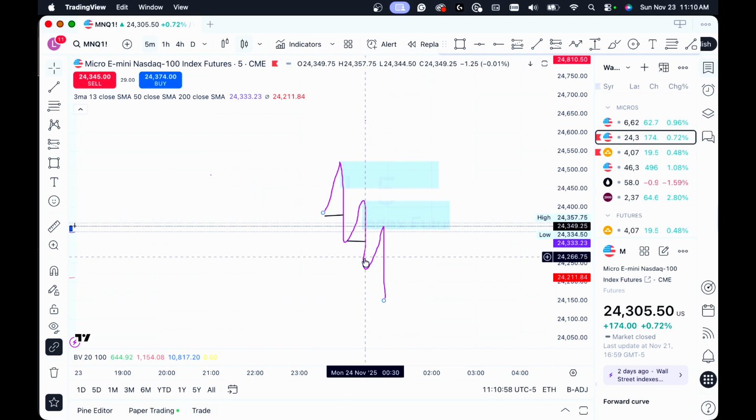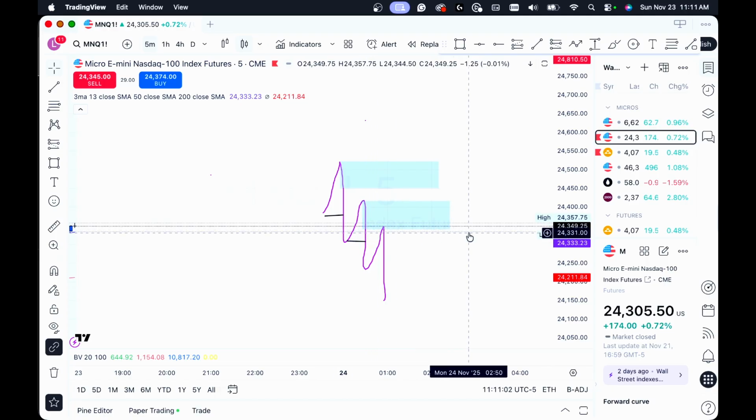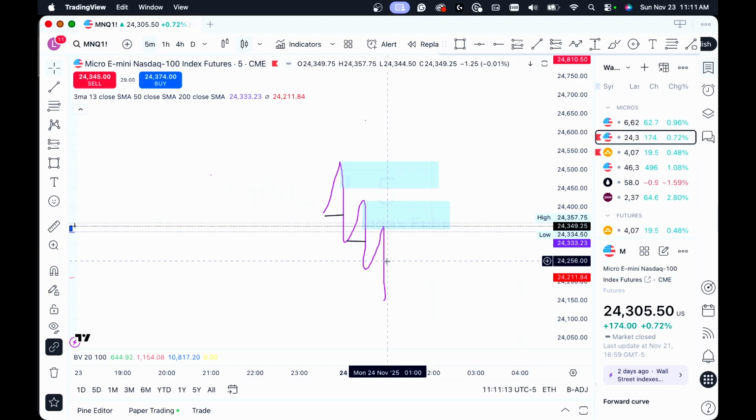You wait for the break of structure, draw your supply zone, wait for the tap. Price taps your zone, you take entry. Four steps, fam. Four steps. That is it. Let me see if I can write this down real quick.